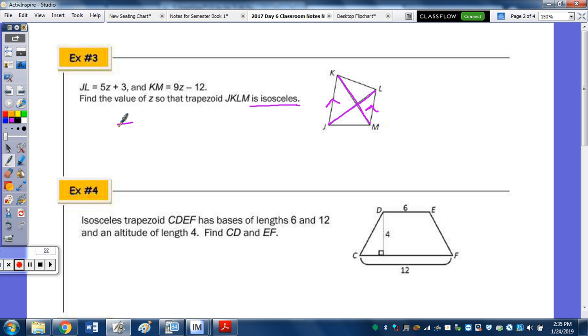So we set 5z plus 3 equal to 9z minus 12. I'm going to add the 12, we get 15, subtract 5z, that's 4z. Now 15 is not a multiple of 4, so we're going to get a decimal. Divide by 4, and z is, well, 4 times 3 is 12, so it's 3. What's the difference between 12 and 15? So it's 3/4 or 0.75.